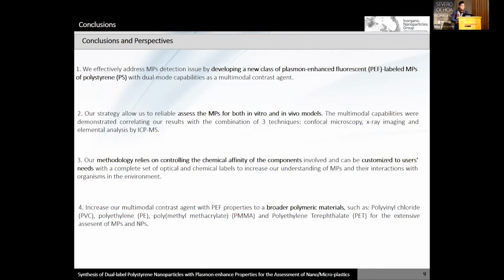So as a conclusion, we effectively address this microplastic issue, developing a new class of plasmon-enhanced polystyrene particles with dual mode capabilities. We can successfully assess both in vitro and in vivo models, correlating the results of 3 or 4 techniques. Additionally, our methodology relies on controlling the chemical affinity of the components, and it can be customized to use different sizes and other dyes. And finally, as a perspective, it would be interesting to extend our multimodal contrast agent to a broader range of polymeric materials, such as PVC, PE, PMMA, or PET.